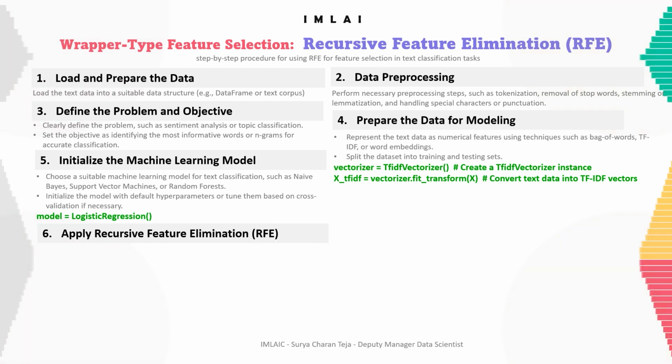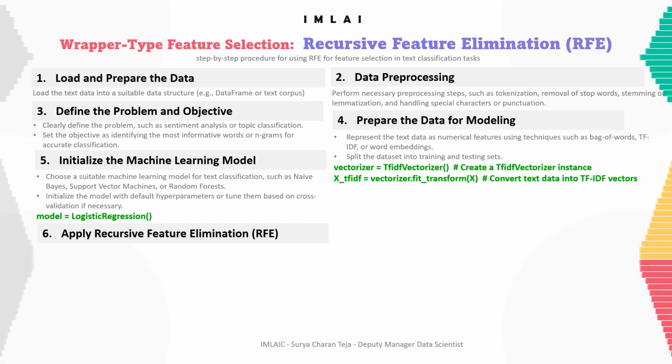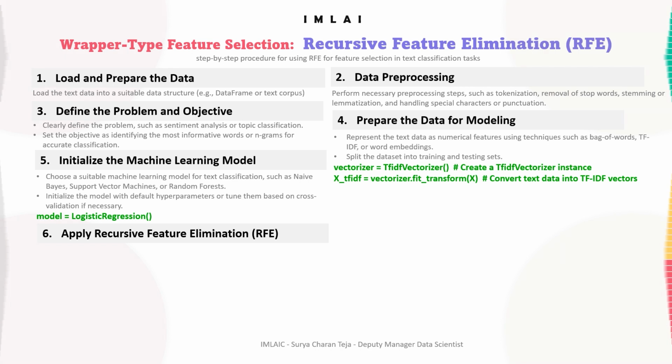Then let's apply a recursive feature elimination algorithm or technique to select the features. So let's import the RFE module from the appropriate library. Basically, it's from scikit-learn. Then instantiate an RFE object. This is a very important step. We instantiated a TF-IDF vectorizer object. We have instantiated a logistic regression object. Now we are also going to instantiate the RFE object.